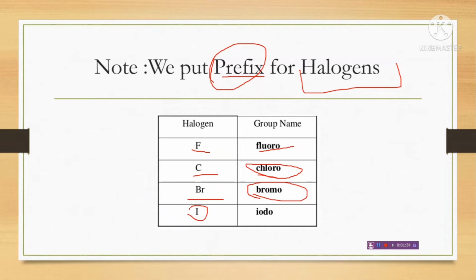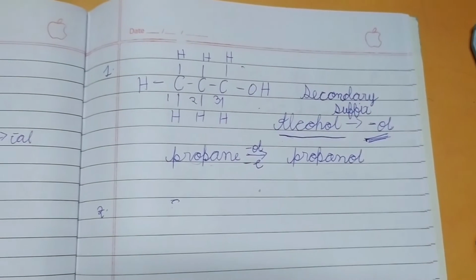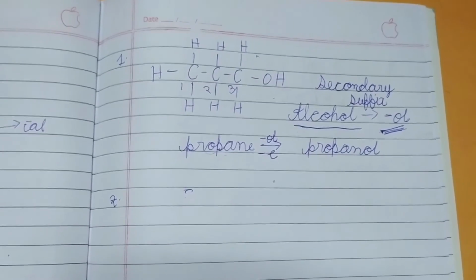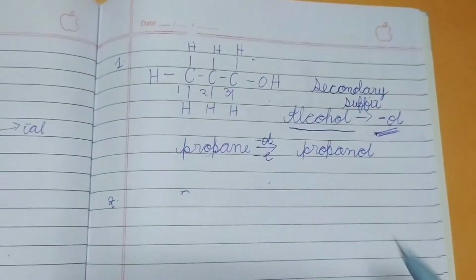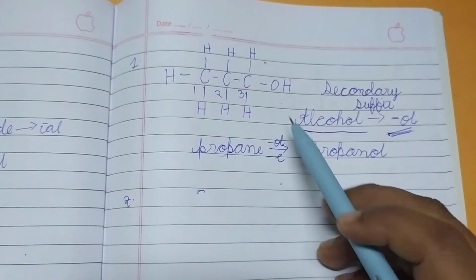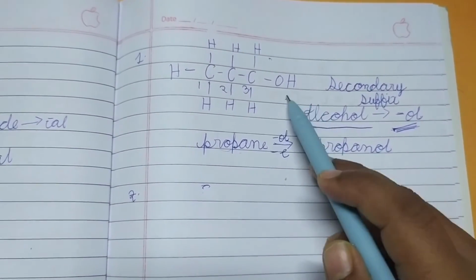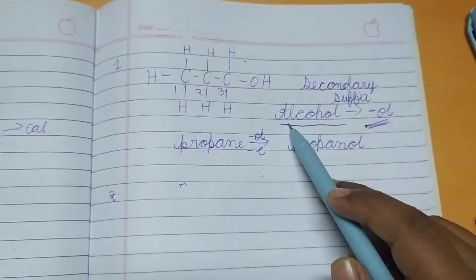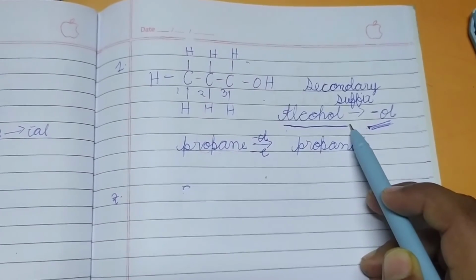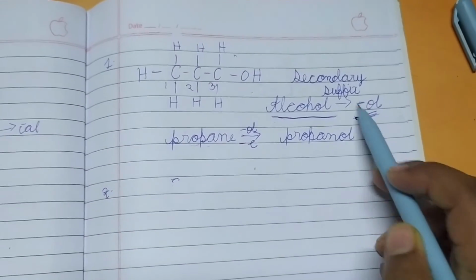If we get iodine, then we put iodo as our prefix. We will see examples to make it more clear. Let us see this example to understand better what we need to do when we get a functional group. In this compound, we got the functional group alcohol, as we can see. When we get alcohol as our functional group, we need to add a secondary suffix, ol.